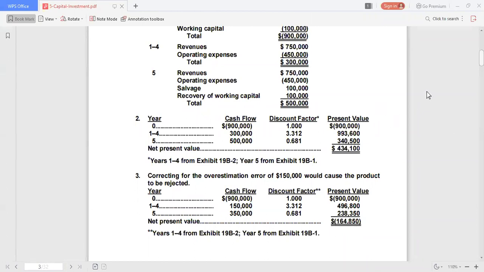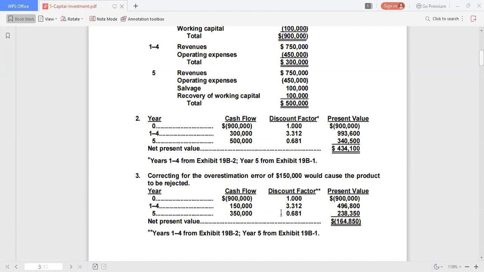In requirement number 3, what if revenues were overestimated by $150,000? Redo the NPV analysis, correcting for this error. Assume the operating expenses remain the same. So in requirement number 3, correcting for the overestimation error of 150,000 would cause the product to be rejected.